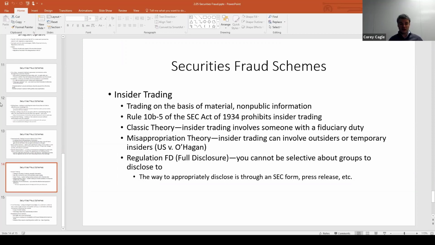FD stands for full disclosure. So yeah, definitely remember this. You can't be selective about groups to disclose to. There is an appropriate way to disclose through an SEC form, through a press release, or whatever. So regulation FD for full disclosure.